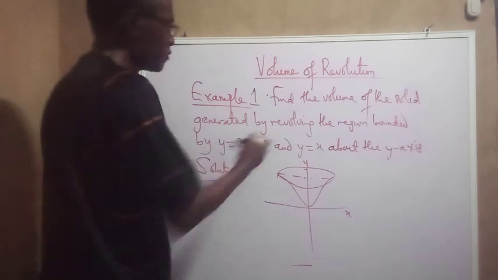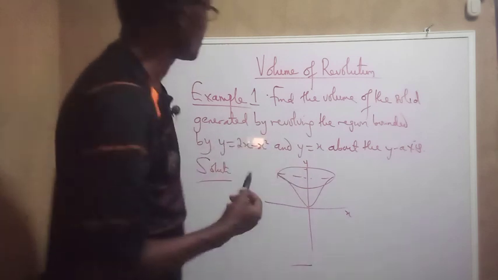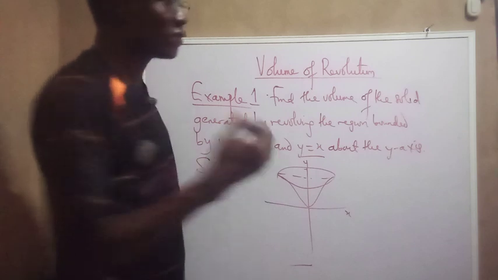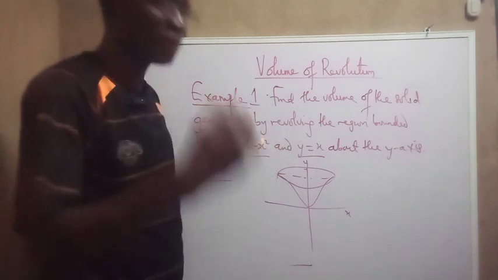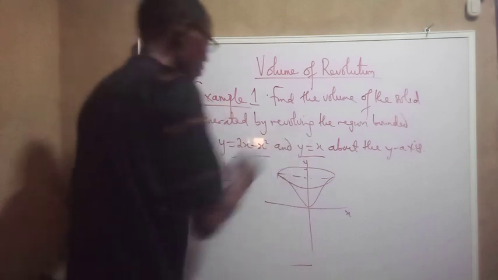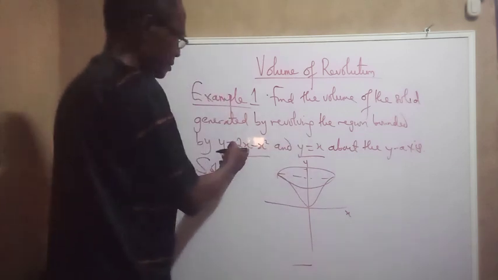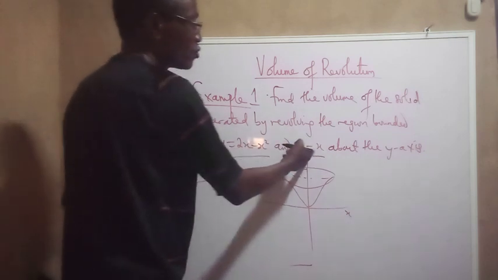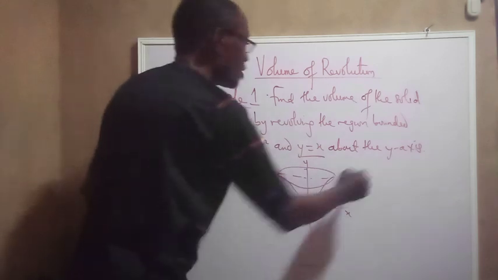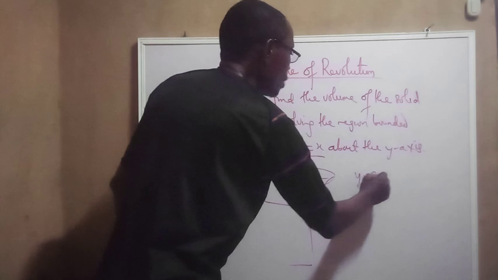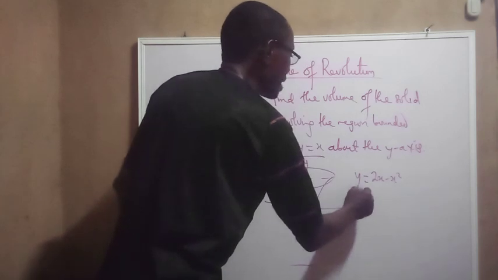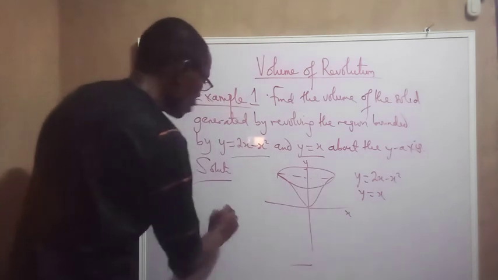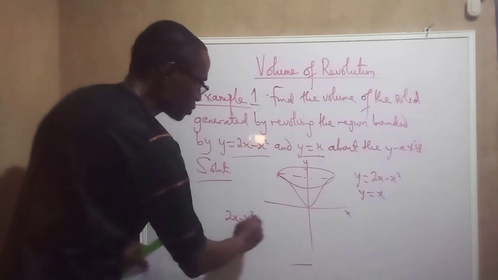So now, what we are given here, we actually need the limit of integration. We are given two curves here. So we need to get the limit of integration that will assist us to know the total volume of the object being revolved. So what do we do? Let's equate this curve with this, because this one is saying y is equal to this, the other one is saying y is equal to this. So equating them, we have y equals 2x minus x squared, the other one is y equals x. By equating the two of them together, we have 2x minus x squared is equal to x.